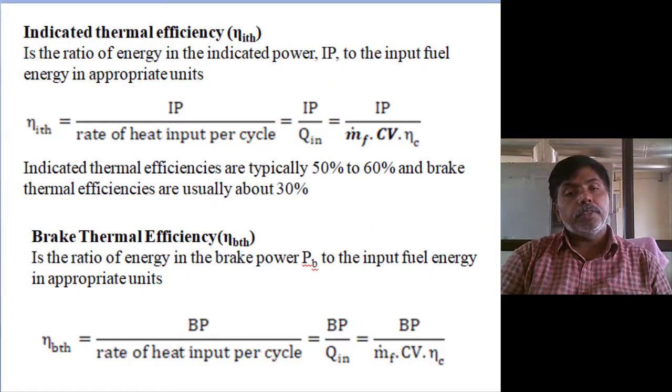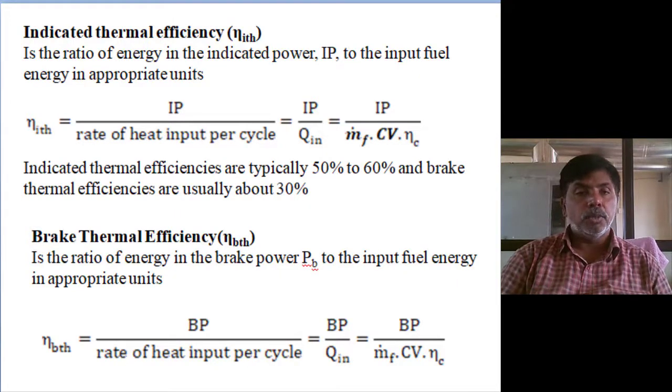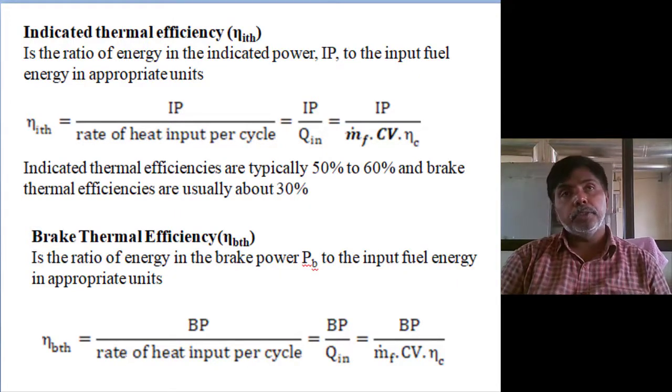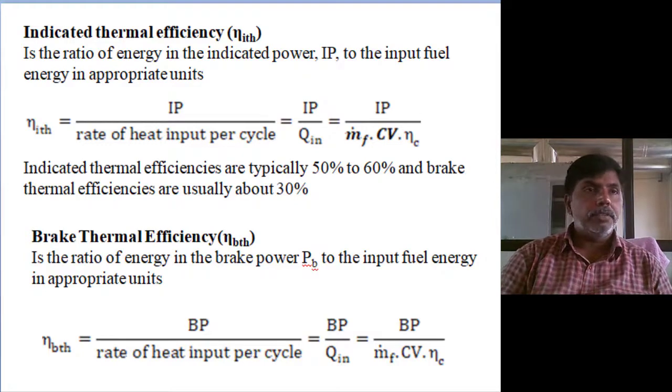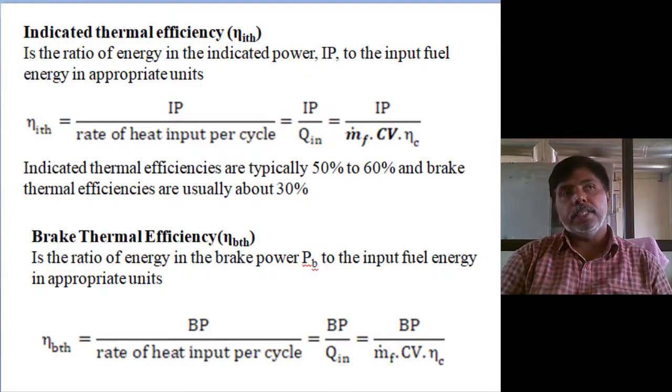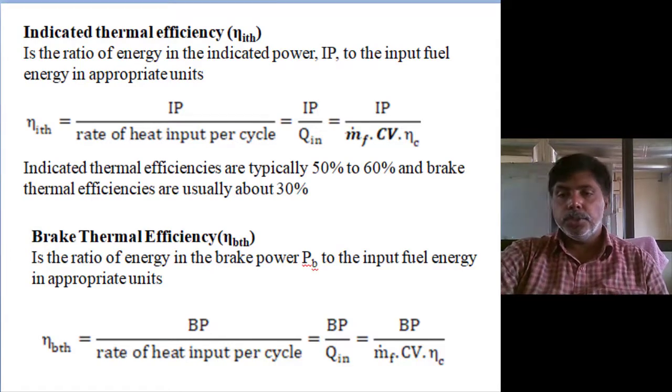There is a mass of fuel supply and calorific value into efficiency of the cycle. The brake thermal efficiency is generally around 30%. If 30% is there, okay, it is a reasonable engine. Indicated thermal efficiency is 50 to 60, because mechanical efficiency range is 75 to 90. You can cross verify the efficiency ranges. There is no issue.